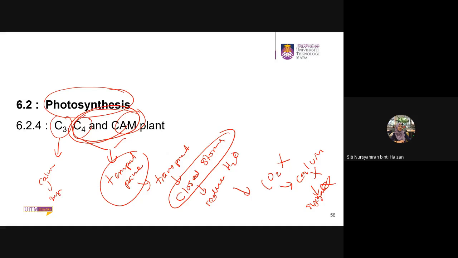Okey. So kalau untuk C4 dengan CAM plant, dia adalah tumbuhan yang duduk kat tempat yang panas. So bila dia duduk tempat yang panas, untuk mengurangkan kehilangan air, dia akan close stomata. So bila stomata closed, consequences dia adalah carbon dioxide cannot enter into the leaf, dan Calvin cycle cannot occur and sugar cannot be produced. Okay. So ini akan lead kepada photorespiration.